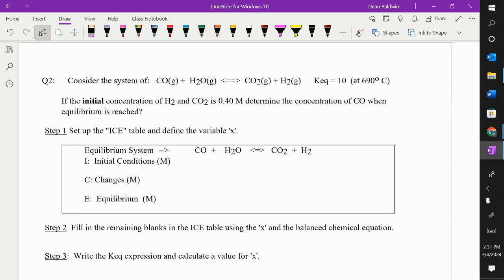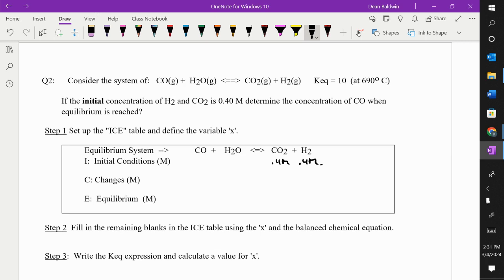Carbon monoxide plus water goes to carbon dioxide plus hydrogen gas. KEQ is 10 at 690 degrees. The initial concentration of H2 and CO2 is 0.4. Determine the concentration of CO when equilibrium is reached. Okay. So we have 0.4 molar H2 and CO2. 0.4 molar, 0.4 molar.